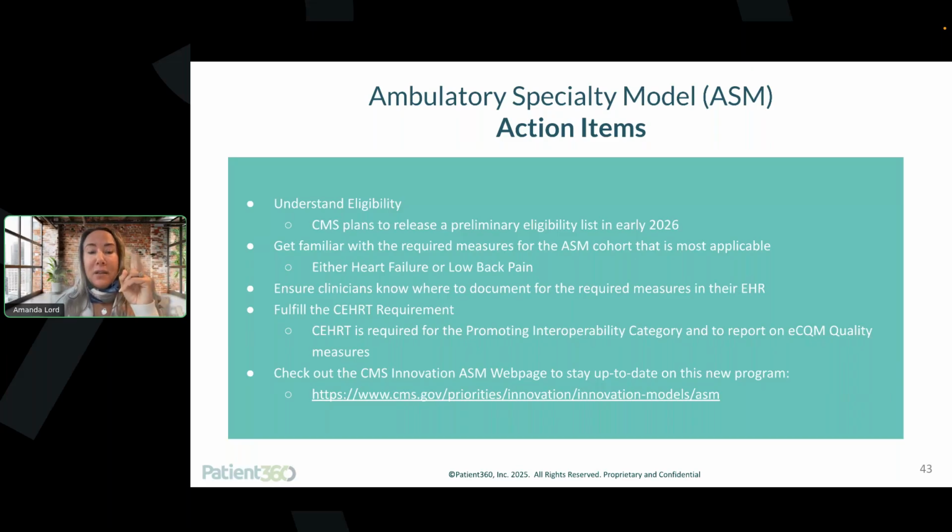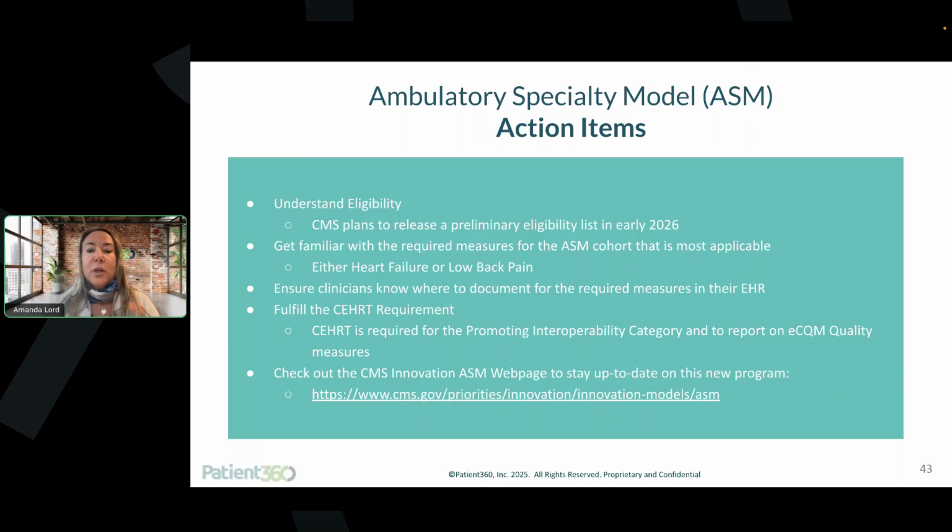And then the heart failure cohort also has an eCQM measure only. Pay attention to that, because if you're not on a certified electronic technology, that will impact you and your score for that particular measure. You want to make sure that you know how to document for these and start in 2026, so that when 2027 rolls around, you're going to be well prepared and ready to push data over early and often to Patient 360.